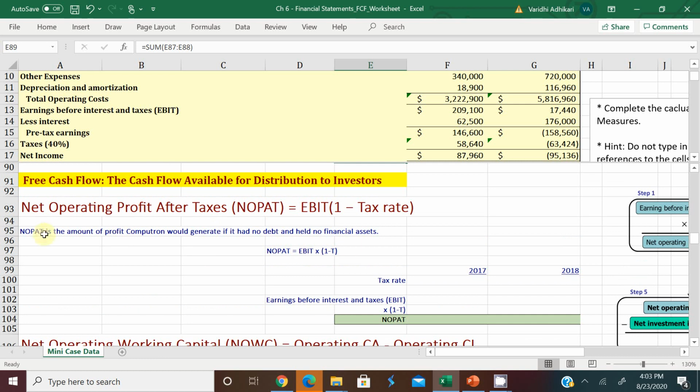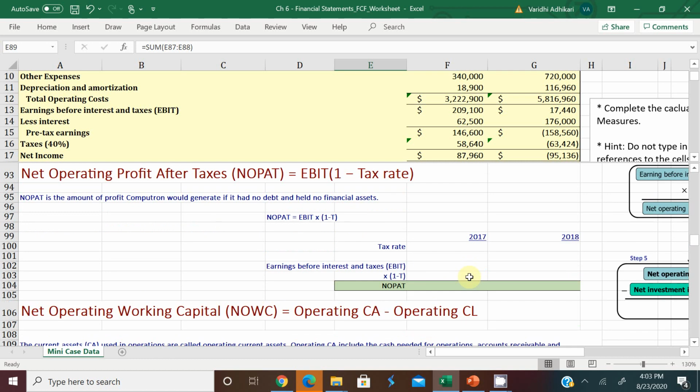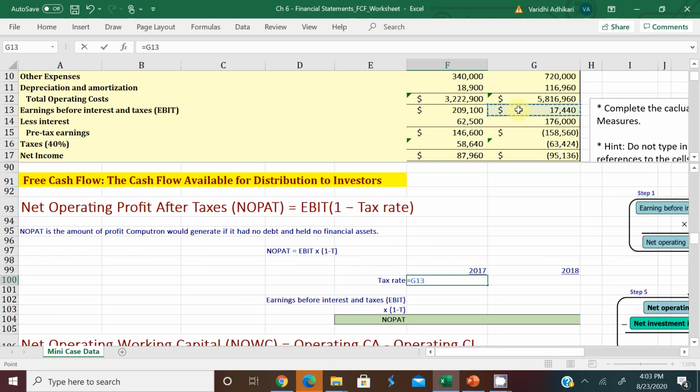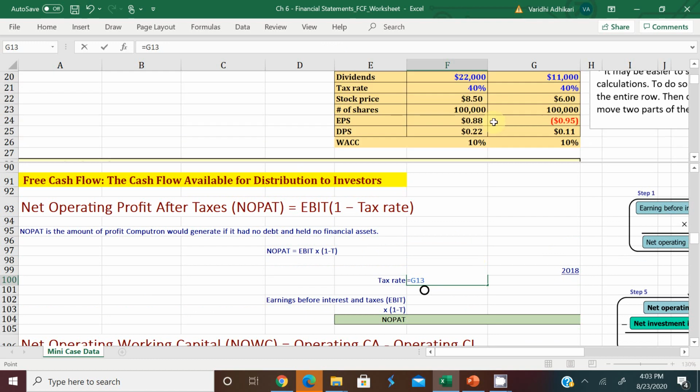Net operating profit after tax is the amount of profit this company would generate if it had no debt and no financial assets. So we're doing EBIT times one minus the tax rate without subtracting interest here, because this is a measure that compares two companies as if they have no debt. Just compare their operations. So we're going to need the tax rate of this company, and the tax rate is given somewhere, I think it's given as 40%.